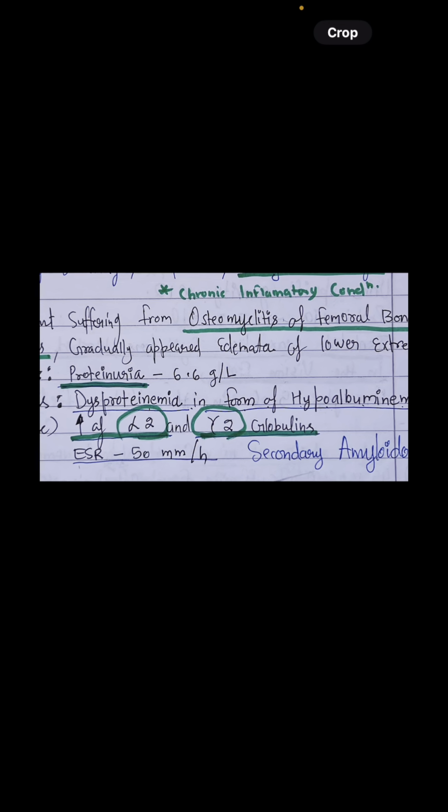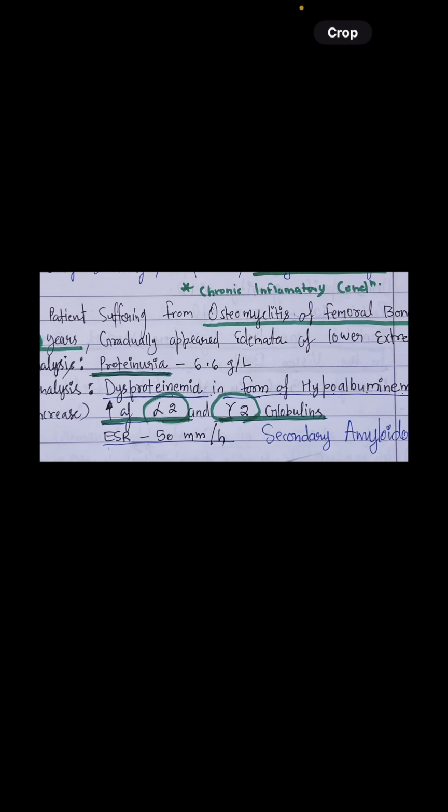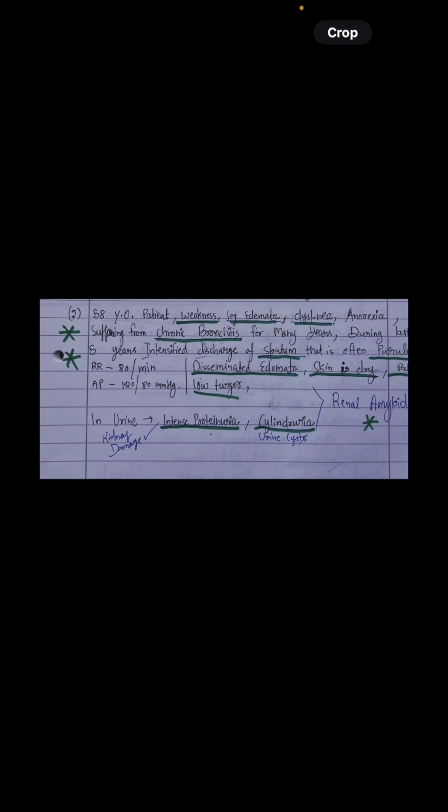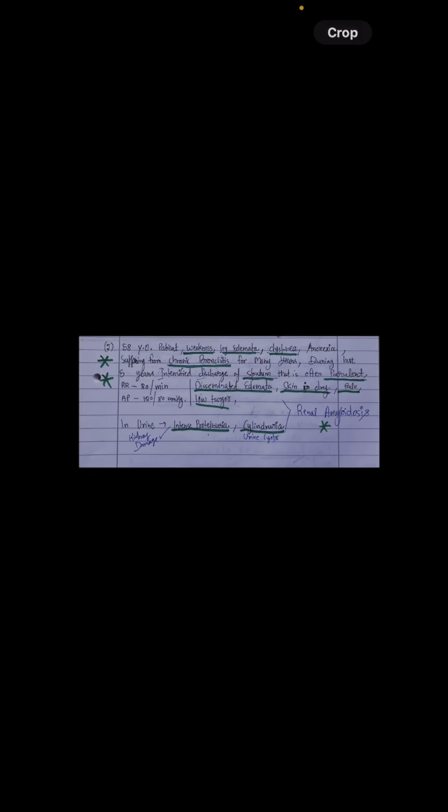We got what we needed. The chronic pathology is given in the question. However, they are also talking about the increase of alpha 2 and gamma 2 globulins. So mark the secondary amyloidosis. Another patient complains about weakness, leg edema, dyspnea, and he has been suffering from chronic bronchitis for many years. So we got the pathology we needed to mark the answer as renal amyloidosis.